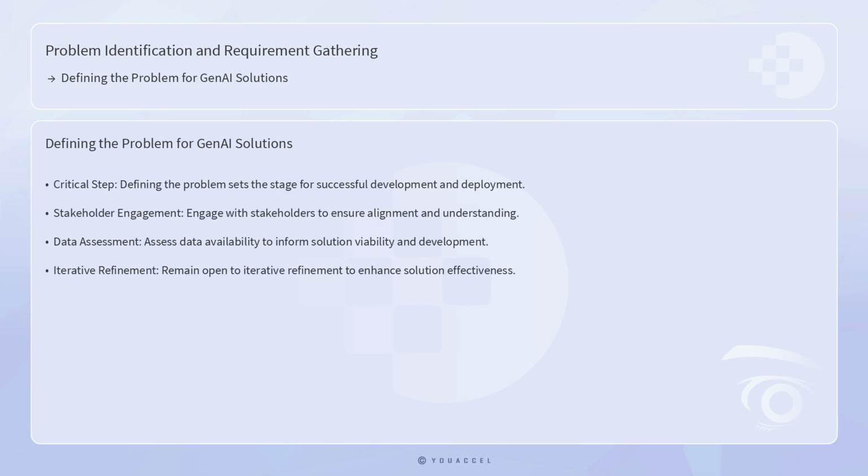In summary, defining the problem for GenAI solutions is a critical step that sets the stage for successful development and deployment. It involves understanding the context, articulating a clear problem statement, engaging with stakeholders, assessing data availability, setting objectives and success criteria, and remaining open to iterative refinement. By investing time and effort in this phase, organizations can ensure that their GenAI solutions address real-world challenges and deliver meaningful value.